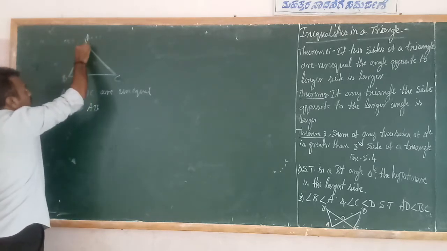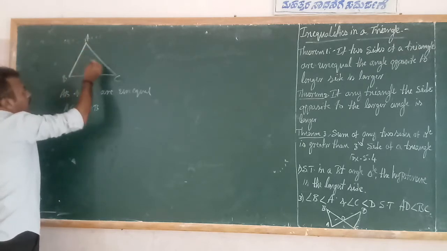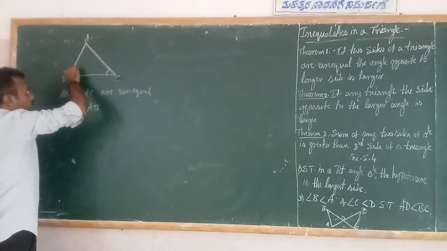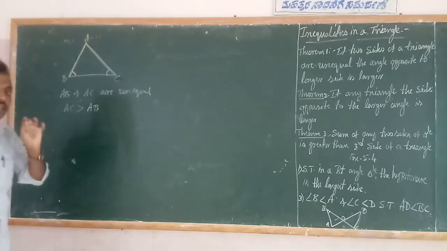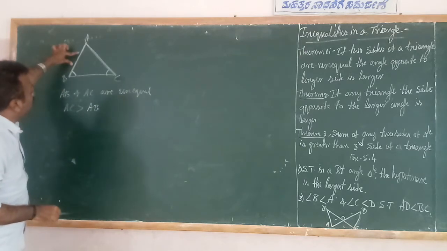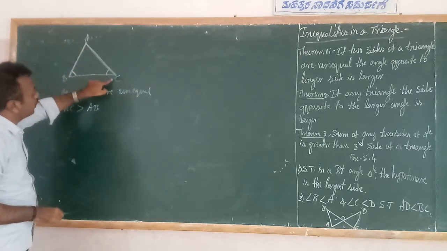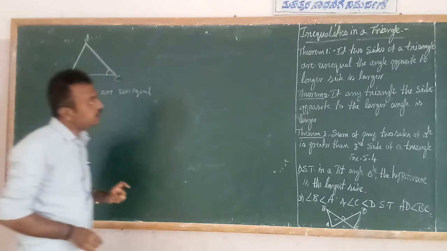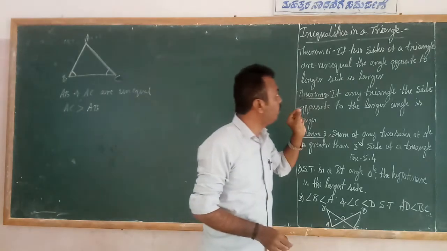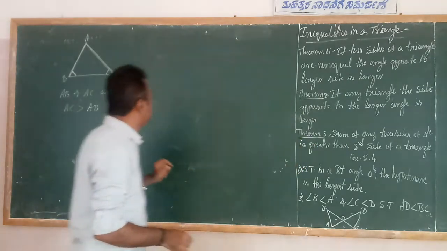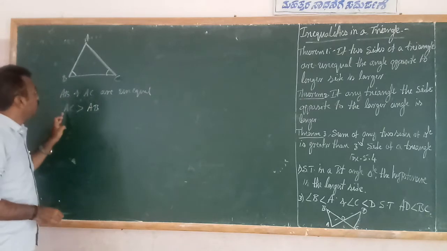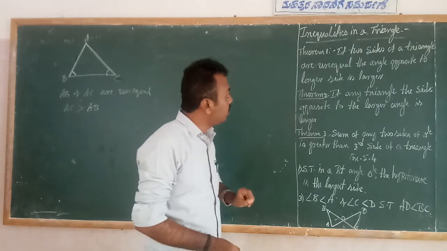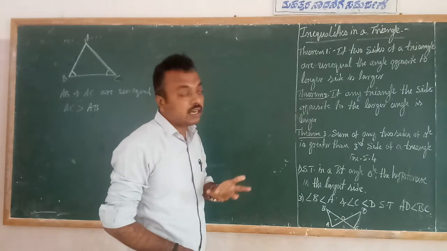So what is the opposite angle of AB? Angle C. What is the opposite angle of AC? Angle B. You have to identify that. So what does the theorem say? What is the statement? If two sides of a triangle are unequal, here AB and AC are unequal, and AC is greater than AB. The angle opposite to the longer side is the larger angle.